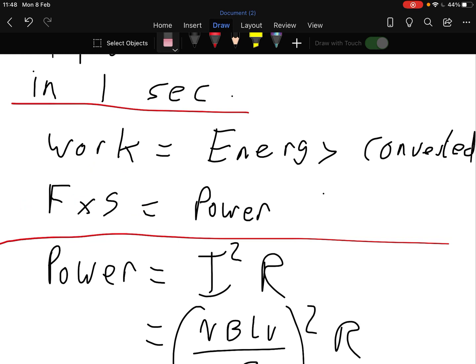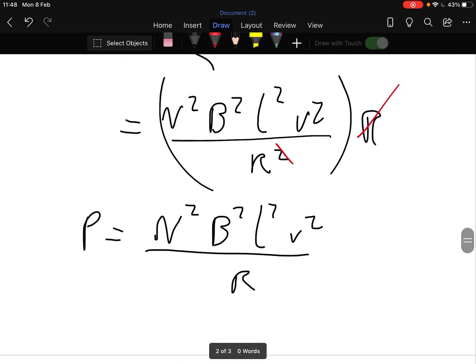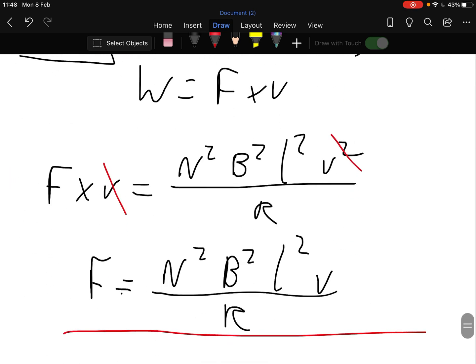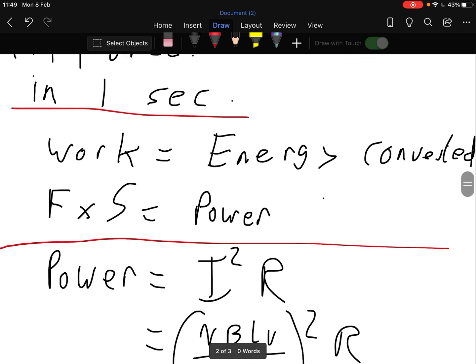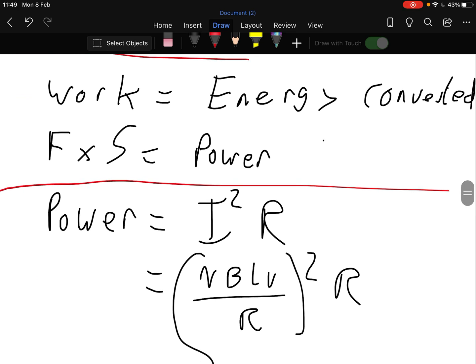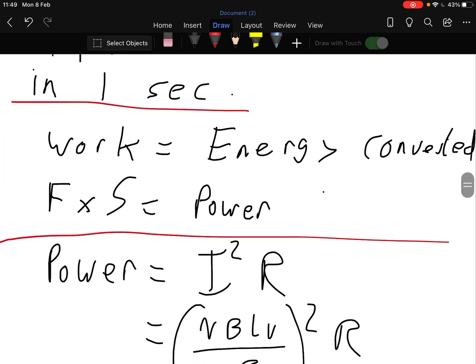Especially because if you left your work done as F times S and worked it out from there, you'd end up with the force equals N squared, B squared, L squared, V squared over R times the displacement. And technically you'd be correct. But that's why I don't think the last part would actually be an exam paper question. Just because it's very awkward. They'd have to be more specific in saying that everything is in the form of V. That'd be the only thing I can really think of.